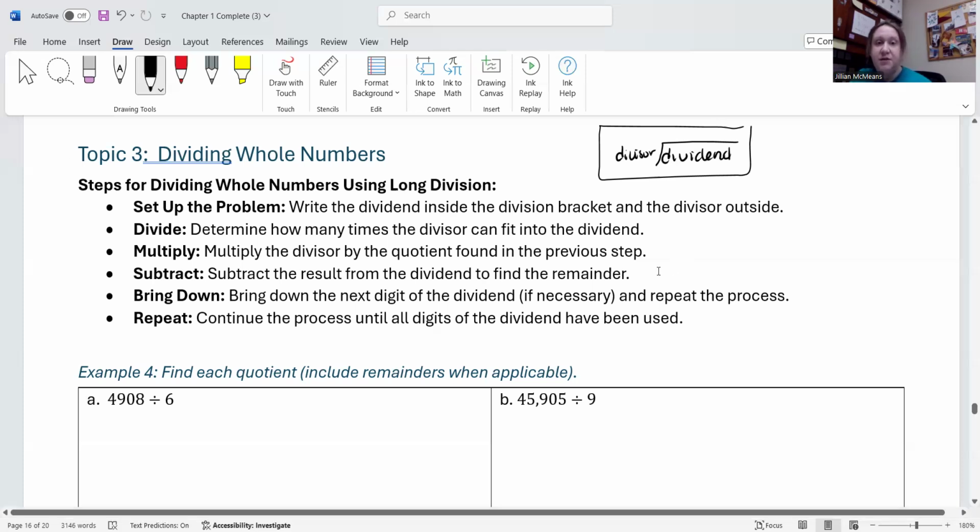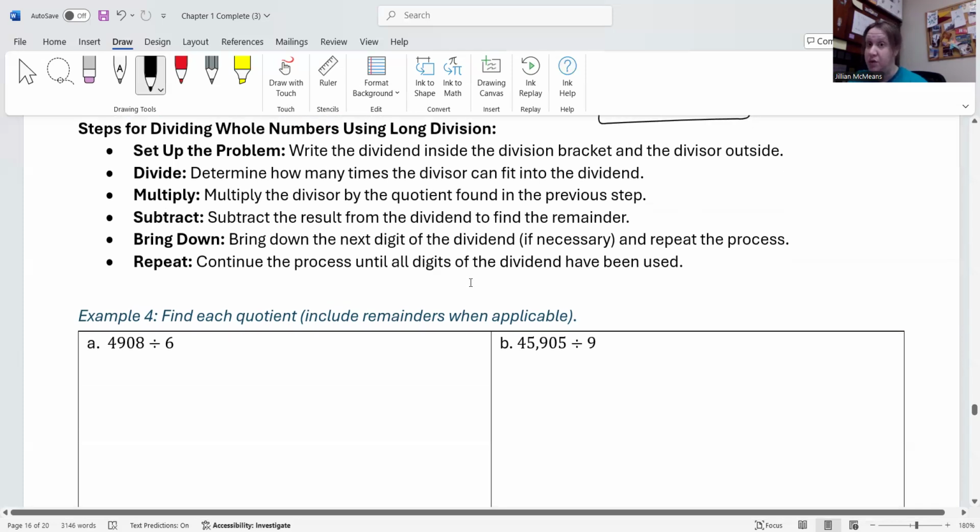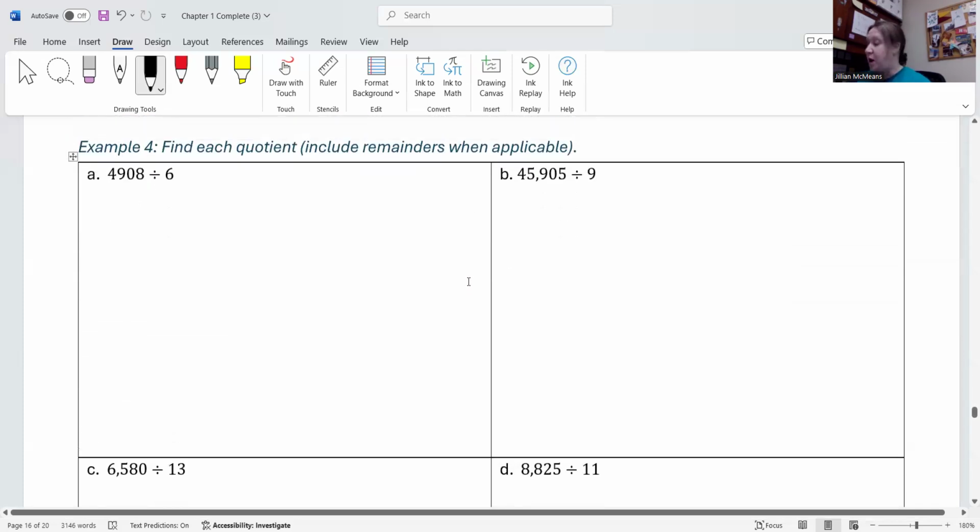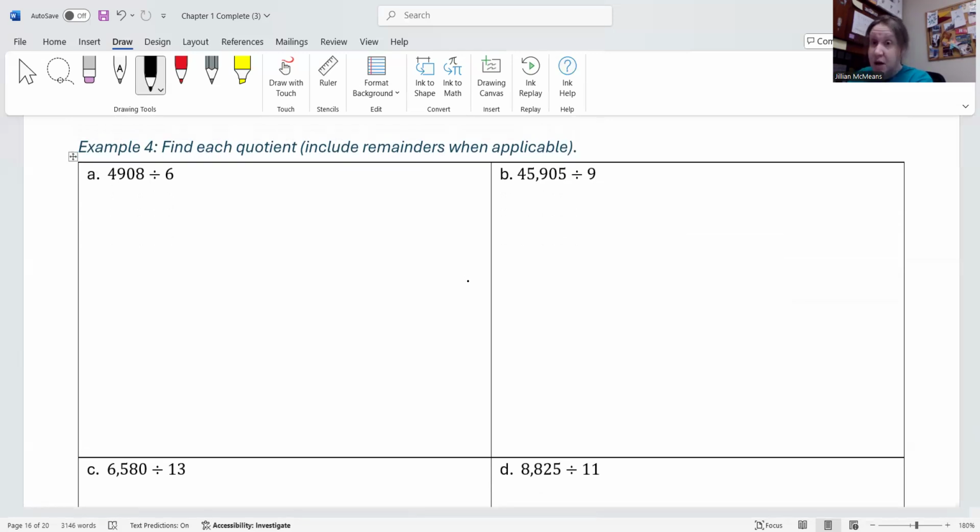Now, for example 4, it says find each quotient, include remainders when applicable. So we're going to start going through these steps now, okay? So part A, we have 4,908 divided by 6. So I'm going to start with the long division setup. 4,908 divided by 6. Okay.